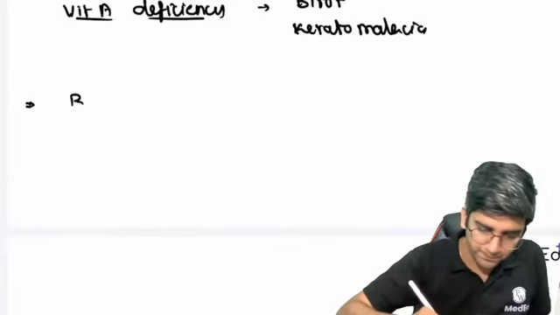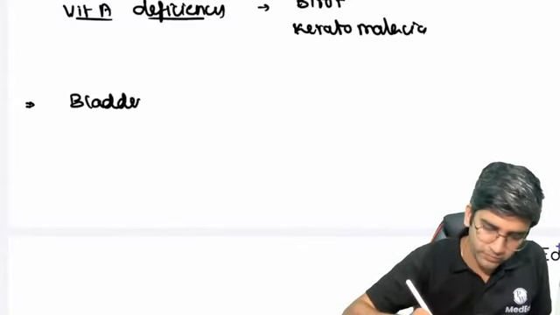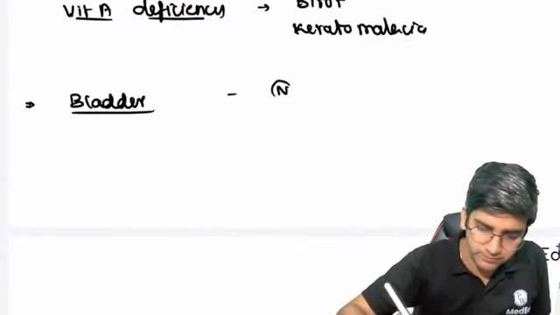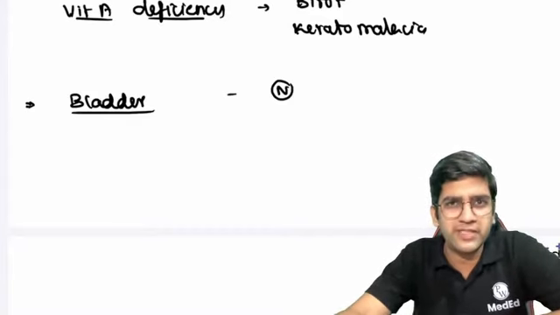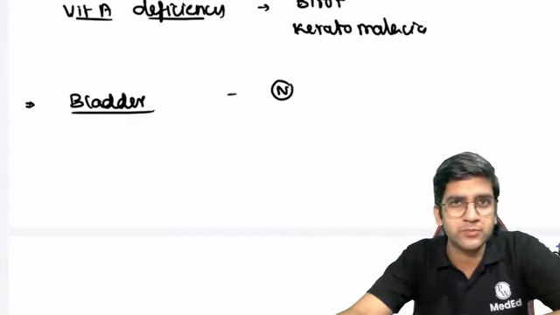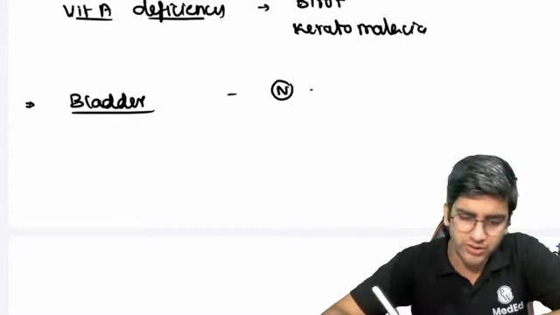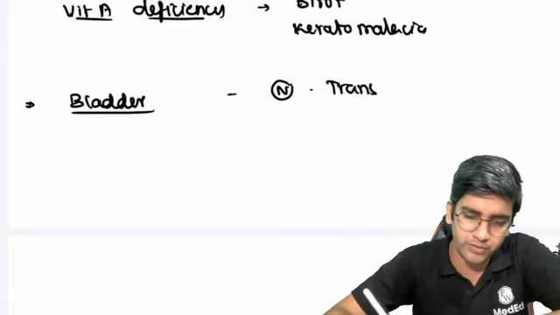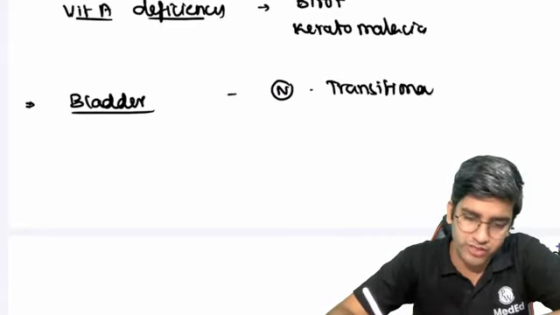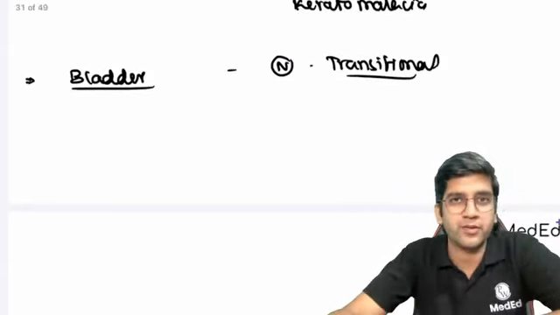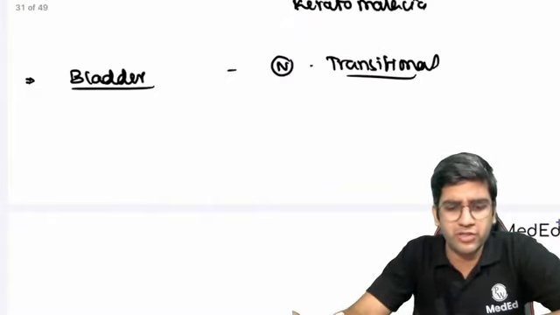Next, let's take bladder. What's the normal epithelium of bladder? Can anyone tell me the normal epithelium of bladder? The normal epithelium of bladder mucosa is transitional epithelium. Okay, it's transitional epithelium, right?